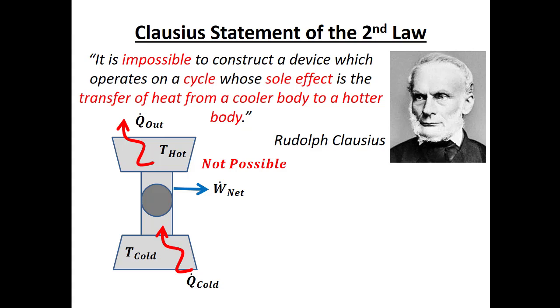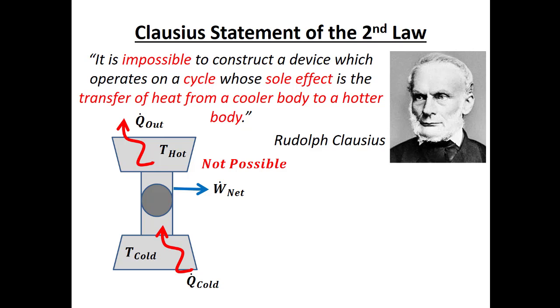I prefer the picture, right? But what Clausius' statement of the second law says is that it's not possible to construct a device that operates on a cycle whose sole effect is the transfer of heat from a cooler body to a hotter body. Like I said, my old heat transfer professor said this was kind of like the 0th law of thermodynamics: that heat always moves from hot places to cold places.